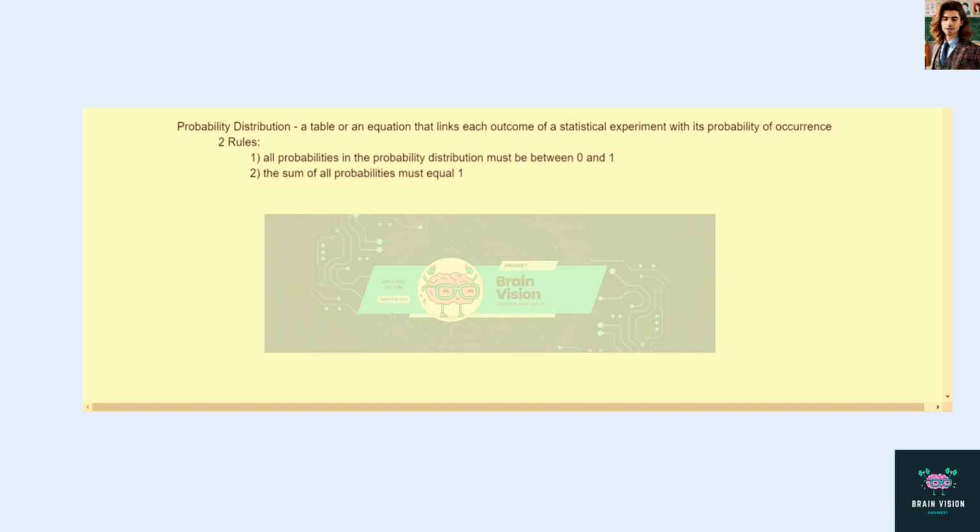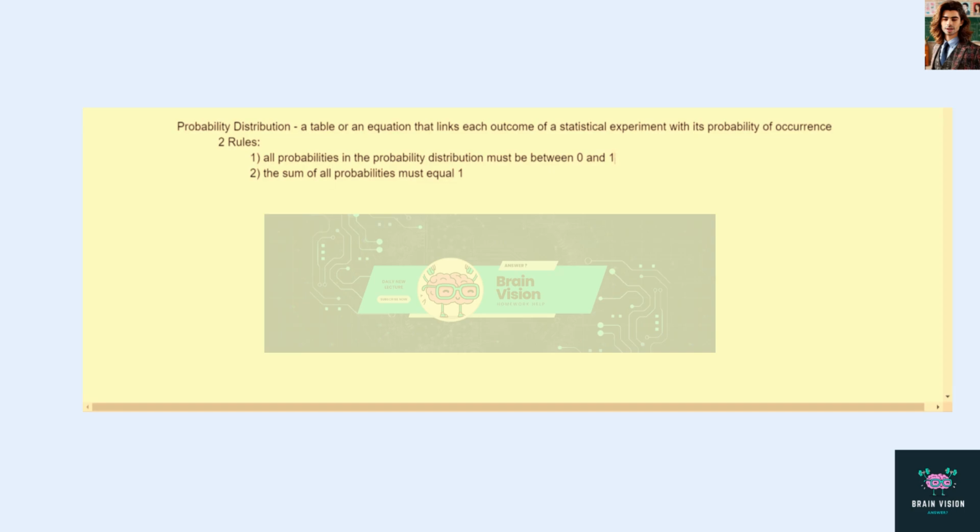Before we determine if this is or is not a probability distribution, we first need to review the definition of probability distribution as well as the two rules that accompany it. To start with, a probability distribution is a table or an equation that links each outcome of a statistical experiment with its probability of occurrence.